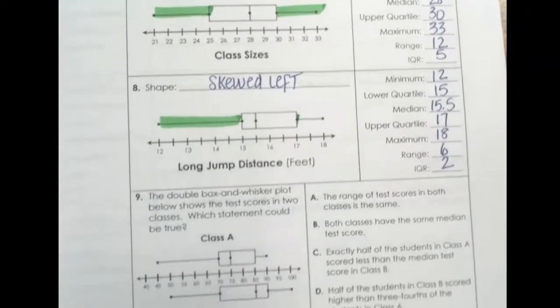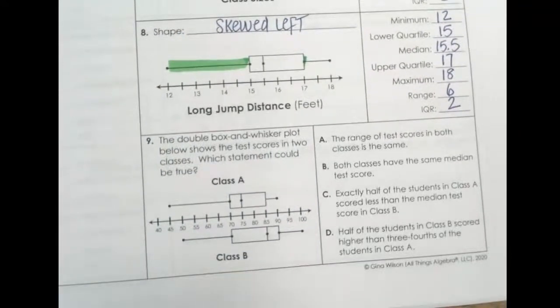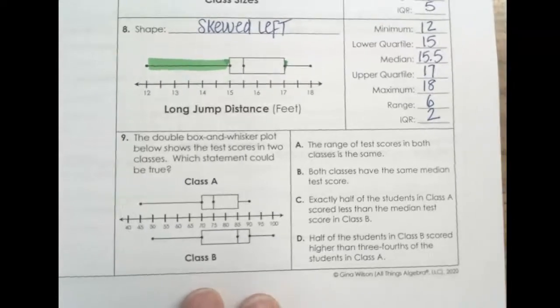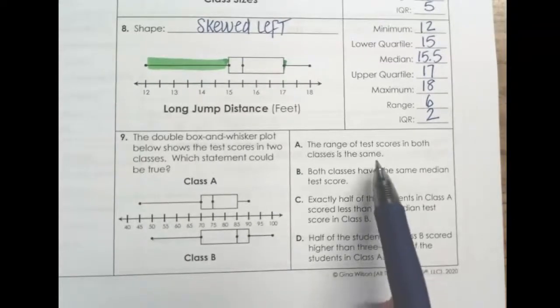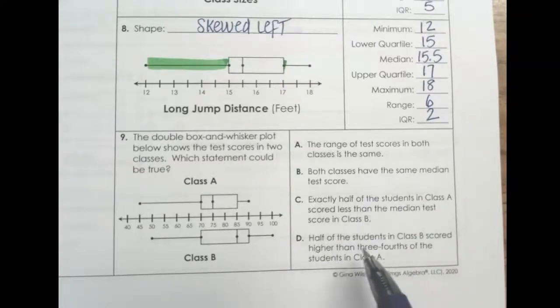All right, so let's take a look at the double box and whisker plot. A lot of times you'll see this where they'll compare two distributions on the same number line, so you're able to look at them and answer questions about them. So let's take a look. Which statement could be true? This one's multiple choice. Sometimes you have to pay attention: are they asking 4 different questions, or is this one question that's multiple choice?